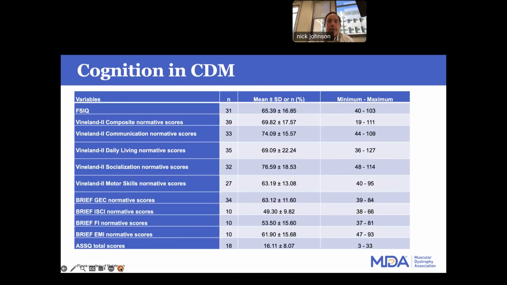So this is looking at a series of different cognitive measures, and you can see, looking at the full scale IQ of 65, which is really quite low, although there's a huge range, and 103 would be considered average IQ. Looking at the range of the Vineland in terms of the adaptive function, again, poor adaptive function. The BRIEF here measures executive function, and you can see again low scoring executive function. And then the ASSQ is a measure of autism, and this score of 16 puts them just above the cutoff for qualifying for a diagnosis of autism.